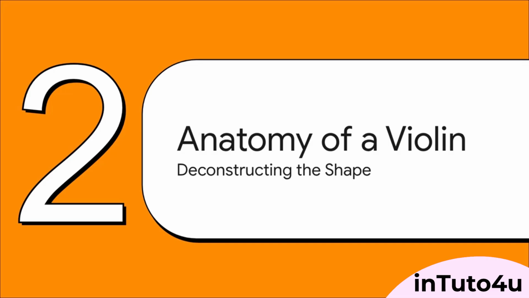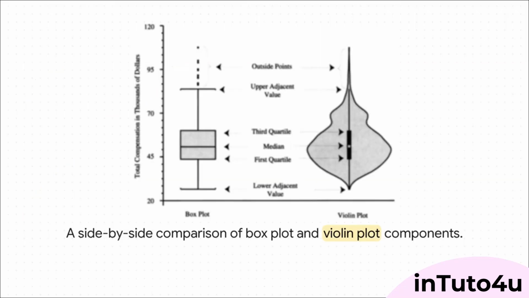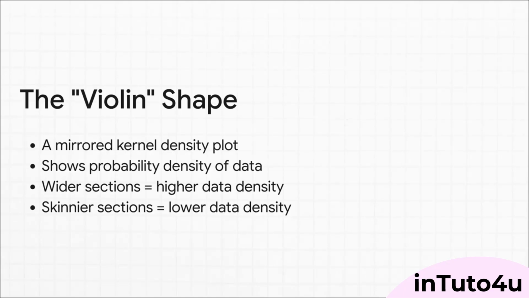So, how does this thing actually work? Let's pop the hood and take a look at the anatomy of this data violin. This side-by-side view really makes it all click. On the left, you've got your classic box plot. On the right, the violin plot. And you can see how the most important parts of the box plot are just tucked right inside the body of the violin. Now, that curvy outer shape, that's the magic. That's the kernel density plot we talked about, and it's just mirrored to give it that cool, symmetrical violin look.